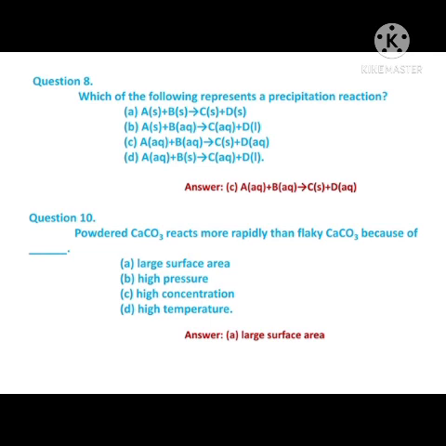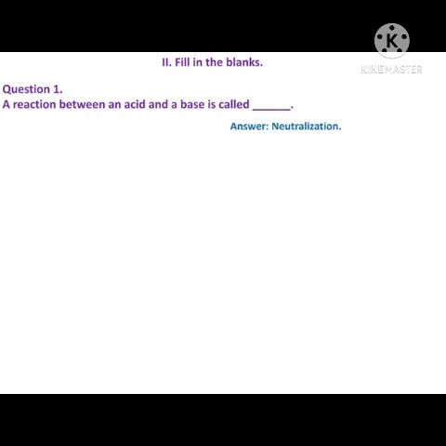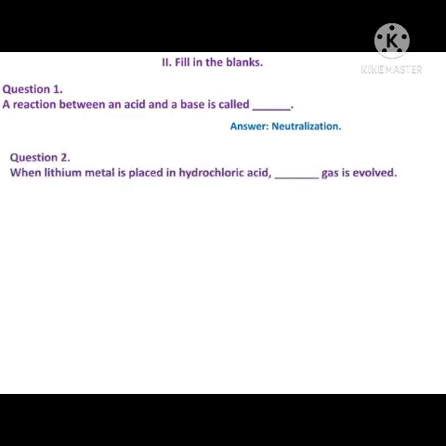Next topic, fill in the blanks. First question: a reaction between an acid and a base is called, yes, that is a neutralization reaction. Second question: when lithium metal is placed in hydrochloric acid, dash gas is evolved. When a metal reacts with acid, dash gas is produced. Yes, hydrogen gas. So the answer is hydrogen.